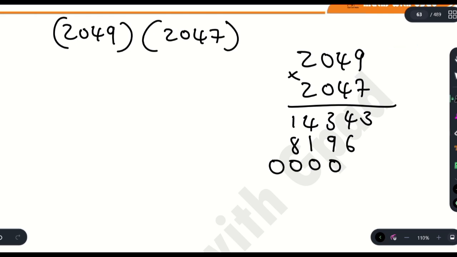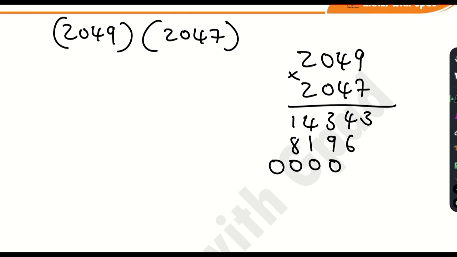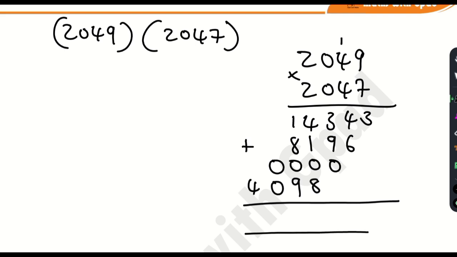Now the last digit is 2. Let's multiply. 2 times 9 is 18. You write 8. You carry 1 over. 2 times 4 is 8 plus 1 is 9. 2 times 0 is 0. 2 times 2 is 4. It's time to add these many digits.